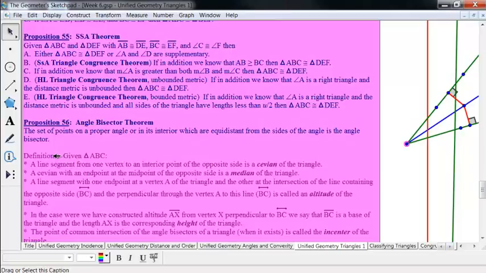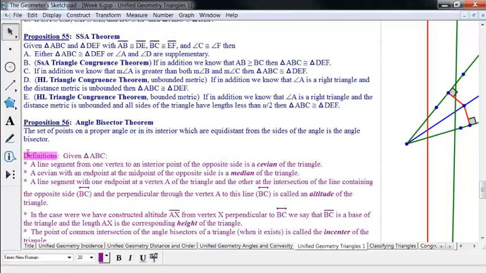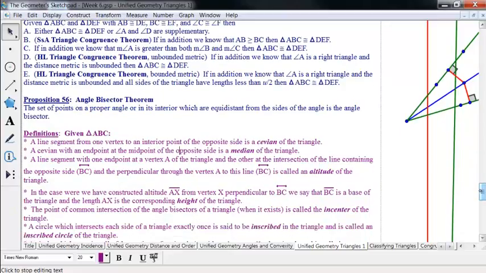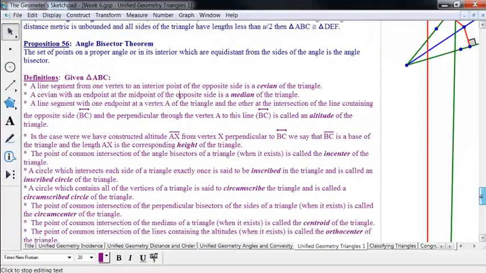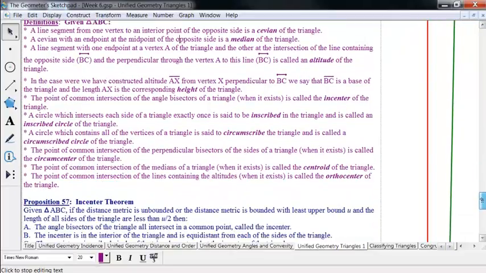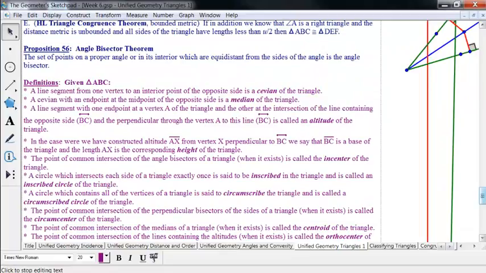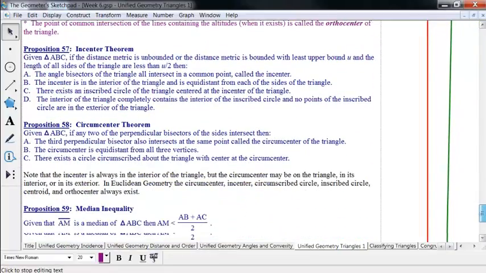So here we have some more definitions. These are based on a given triangle ABC. We talk about a cevian, a median, an altitude, the height of a triangle, the incenter, the inscribed circle, circumscribed circle, circumcenter, centroid, orthocenter. So be sure you study those definitions. I'll let you read them on your own.